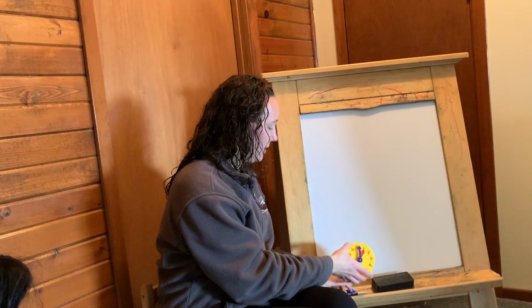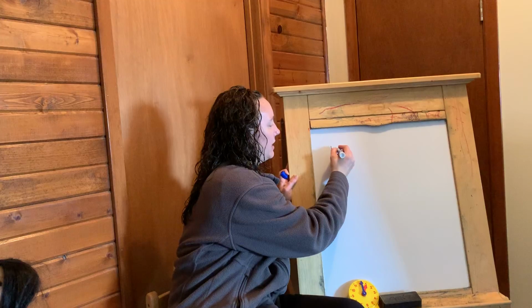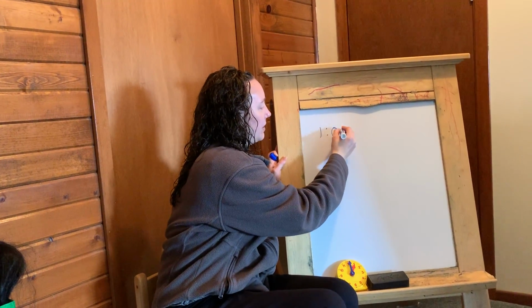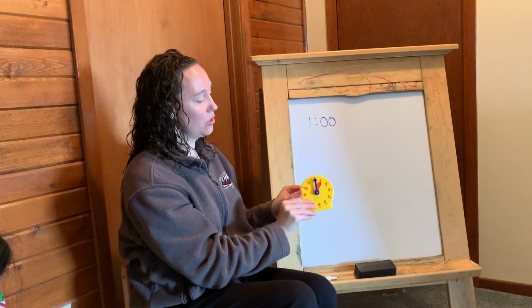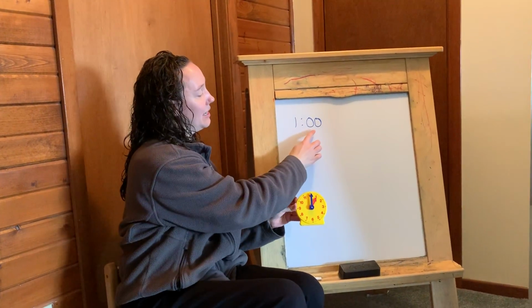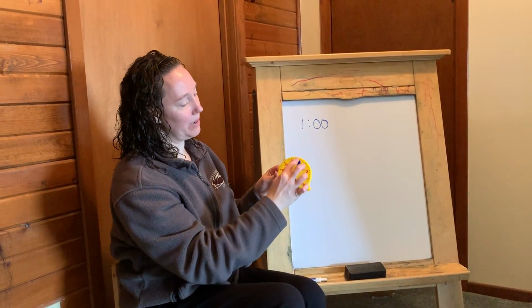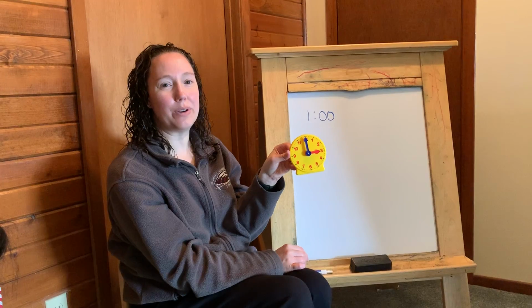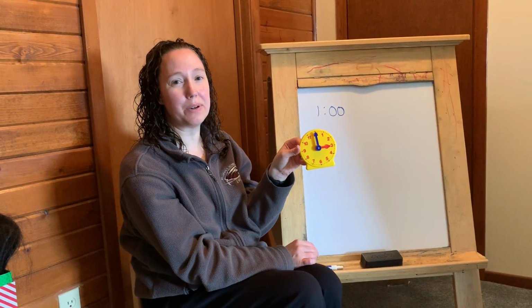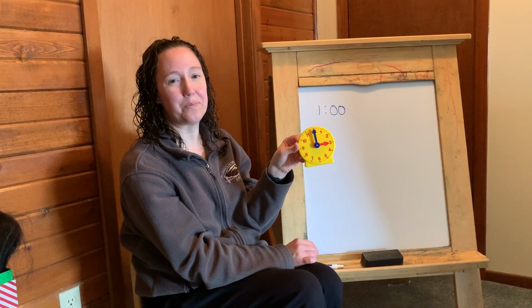When we write that on our board, we're going to write 1 dot dot 0 0. Because remember, when the long hand's pointing to the 12, that's o'clock and it's represented by 0 0. What if I change my clock? Now my clock says this. Can you write the time on your piece of paper? And if you don't have a piece of paper, pause the video and go grab one.